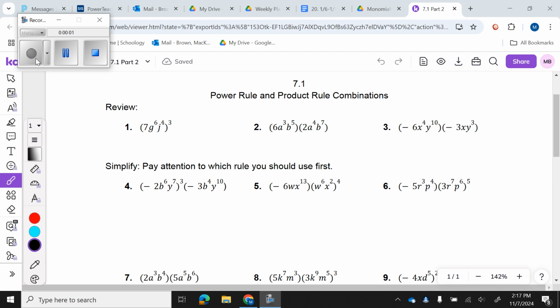Here, we're still doing the power rule and the product rule, but we're basically going to have to do them together, okay? So we might have to do the power rule and then the product rule, or the product rule and then the power rule. These first three are just a refresher, okay?